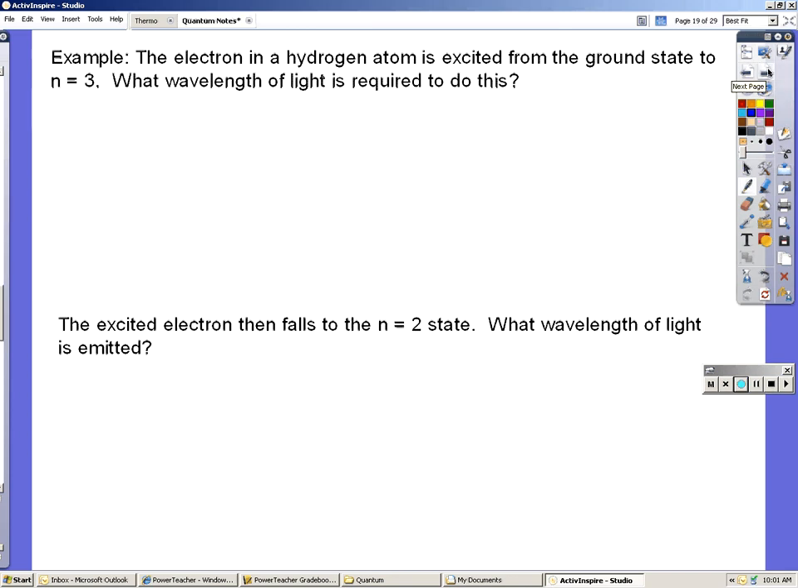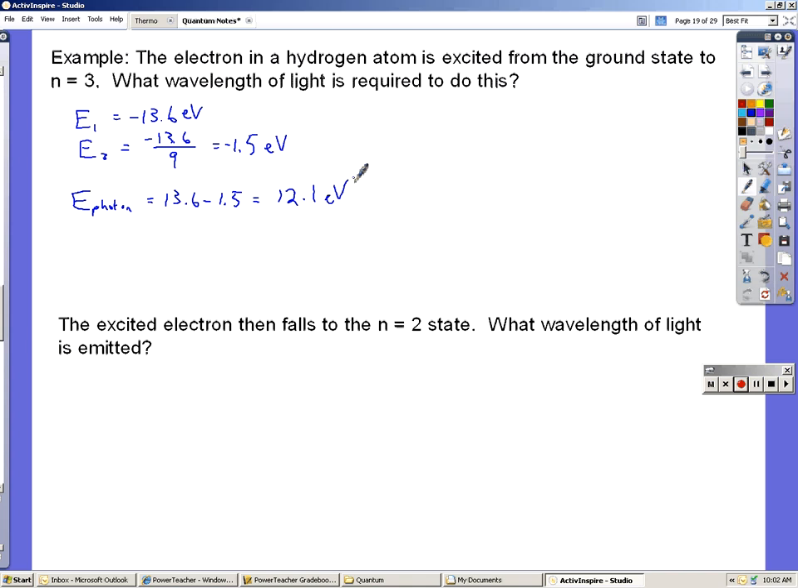Now, quickly, an example. An electron in a hydrogen atom is excited from the ground state to n equals 3. The question is, what wavelength of light is required to do this? So the idea is it starts out with a low energy, negative 13.6 eV. It moves up to the third energy level, which is negative 13.6 over 9, which is negative 1.5 electron volts. And that means the photon energy is the difference between those, which is equal to 12.1 electron volts.